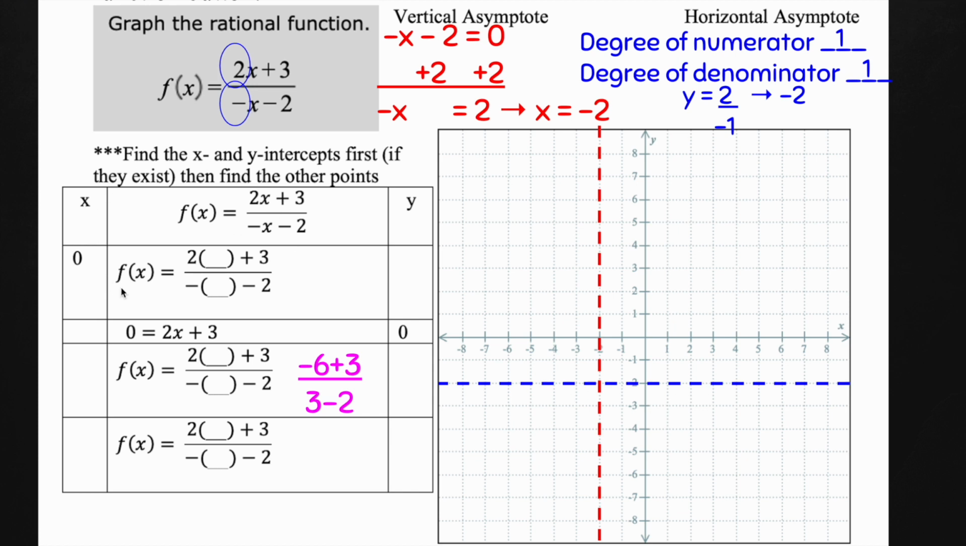So now we're going to go through and find those x and y intercepts, just to give us a simple way to start here, just because they're a little easier to apply a 0.